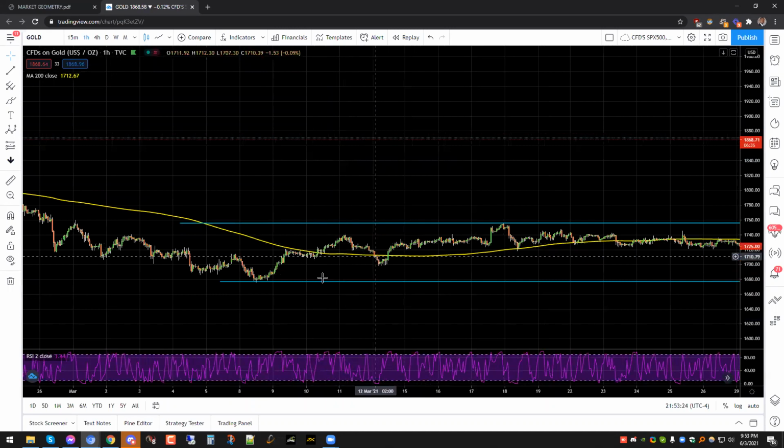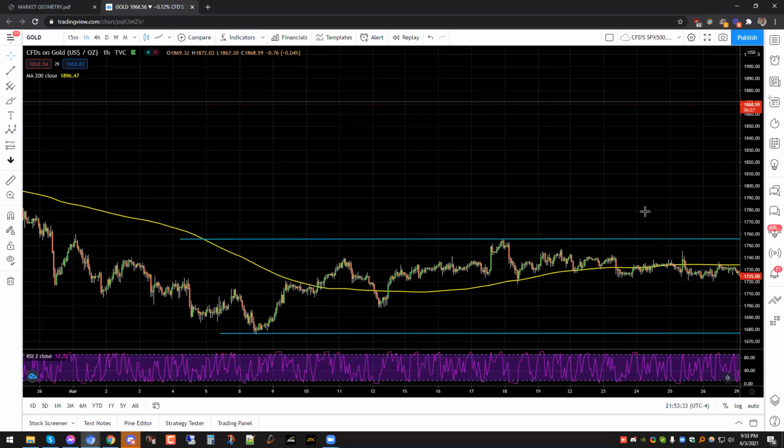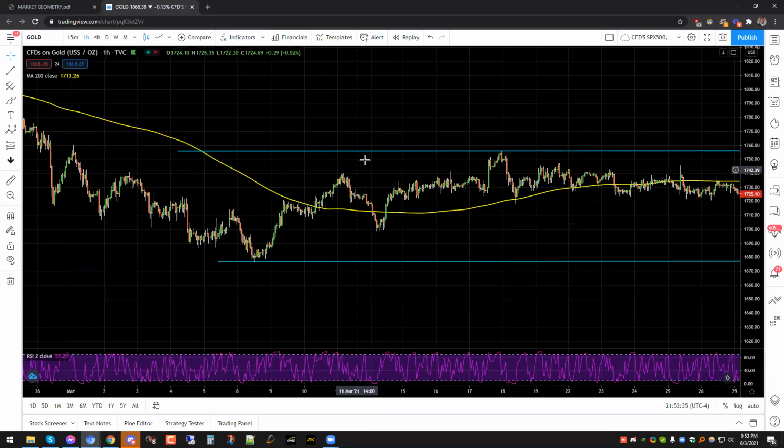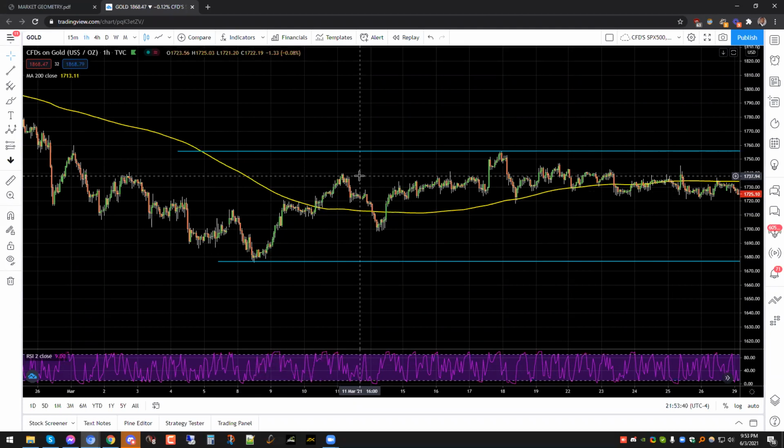All right, so this is, okay, this looks pretty much like a 3-wave move to the upside. Okay, it's very messy, and so I'll look at it as a 3-wave move to the upside.